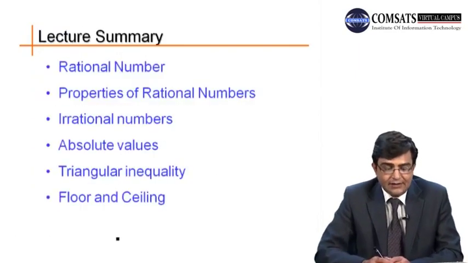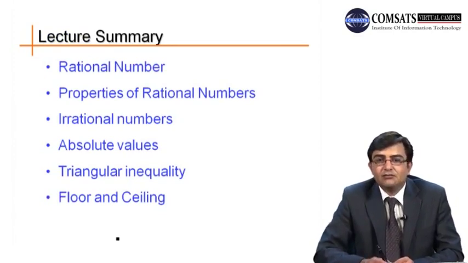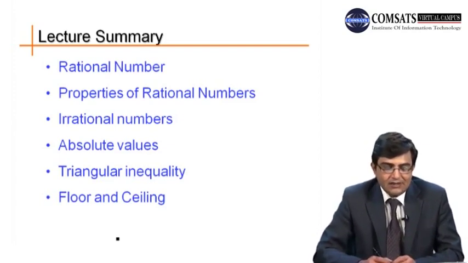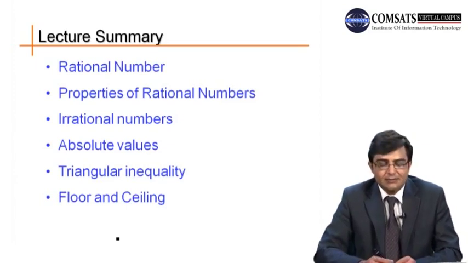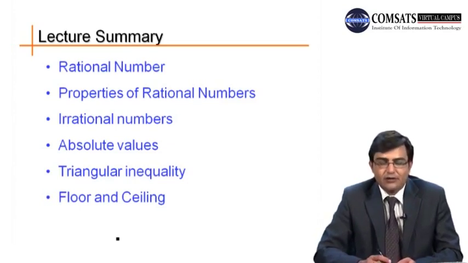in today's lecture. We have studied rational numbers, properties of rational numbers, and some theorems related to rational numbers. We saw also what an irrational number is, and what a real number is. A real number is basically the union of rational and irrational numbers. We have studied absolute values of any real number. We have proved a very famous and very useful triangle inequality for any two real numbers, and we have studied also the floor and ceiling functions, the definitions of floor and ceiling functions.